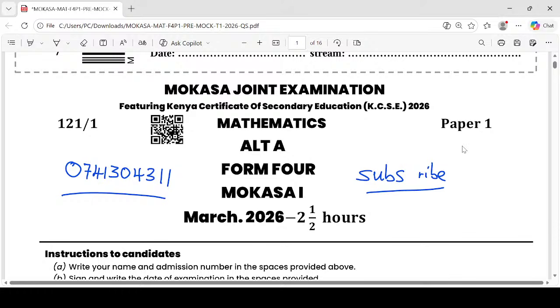We are going to discuss the paper now. We are going to start in a few. Make sure you have your tools ready, for this is a very good revision paper as we keep preparing for our upcoming KCSE exams. As we keep preparing, it's very important that you ensure you've understood this concept better here.